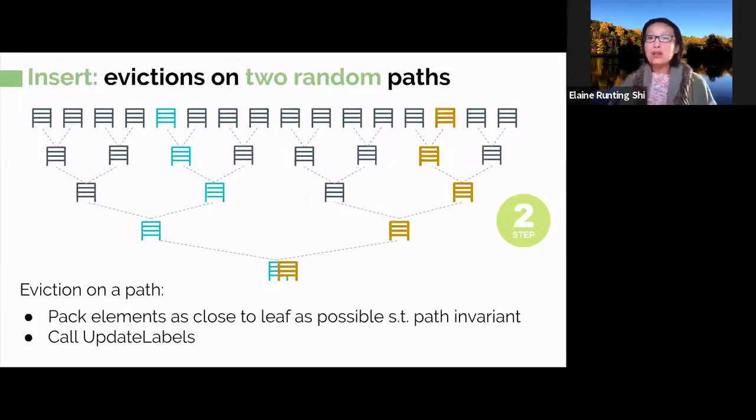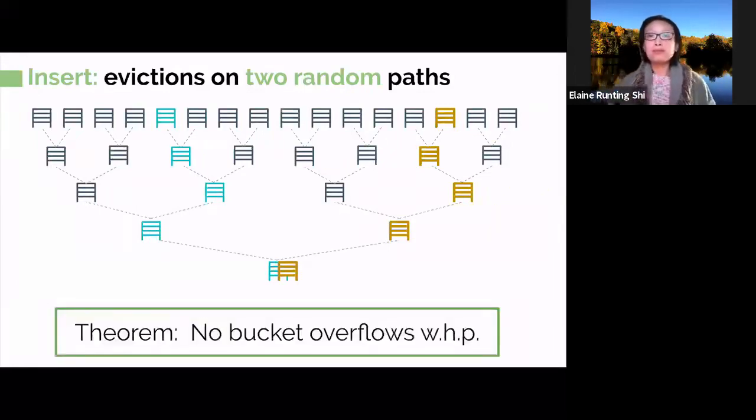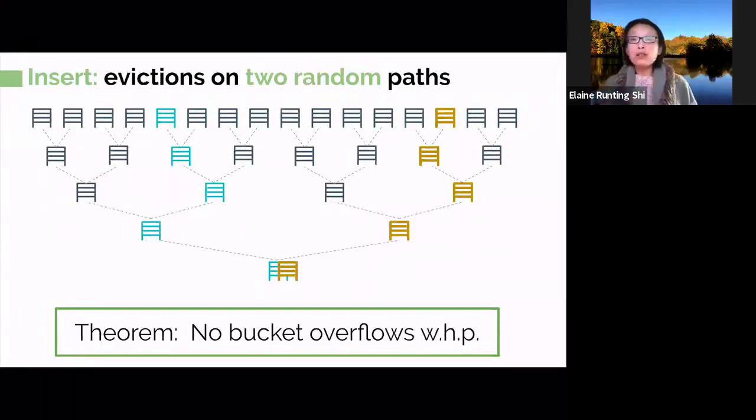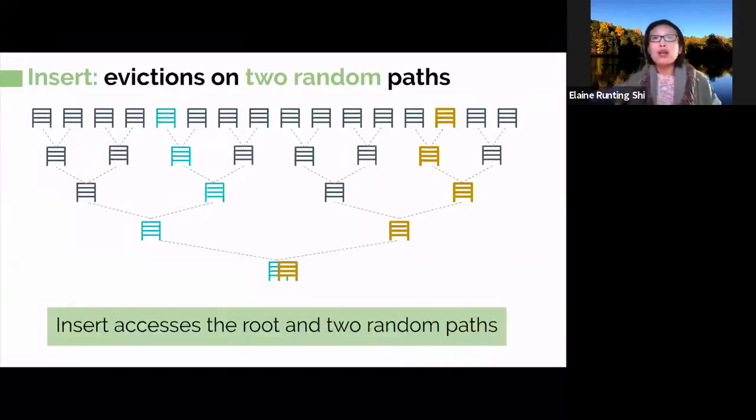Next I will call the update labels operation defined earlier to recompute the subtree min labels on the eviction path. We prove in our paper that with this eviction process, no bucket will overflow with extremely high probability. I won't do the proof here. More importantly, by tuning the root bucket size, we can make the failure probability as small as the probability of breaking encryption. So this is how we support insertion.